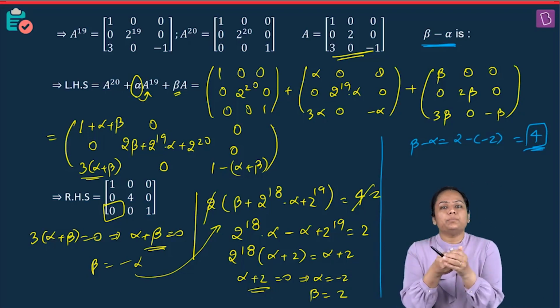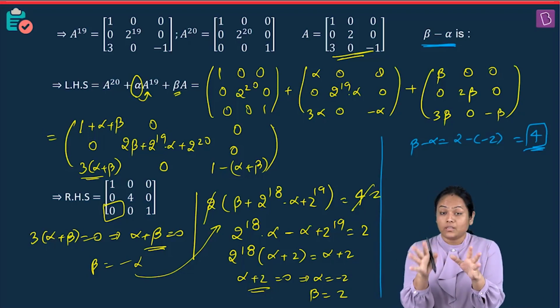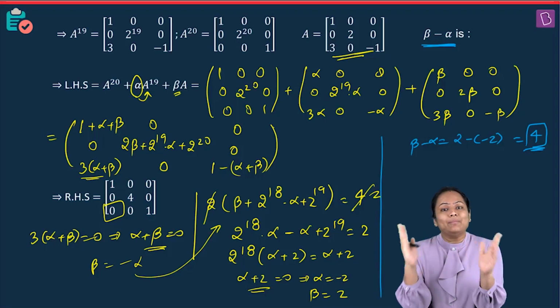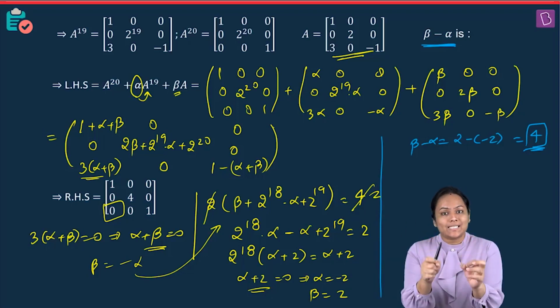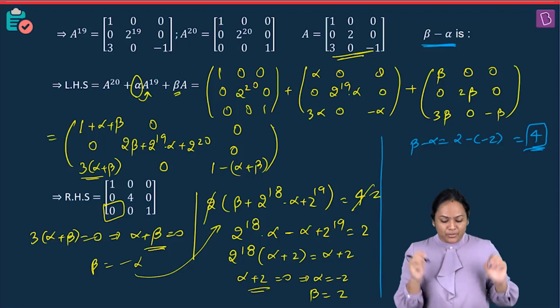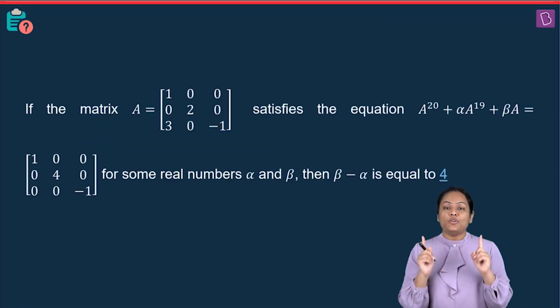You have to observe the pattern and keep the values. That is going to take time. So if you have attempted the rest of the questions and still time is left and you want to attempt a question, then only you should go for this question. Clear? Perfect. So the answer is 4.